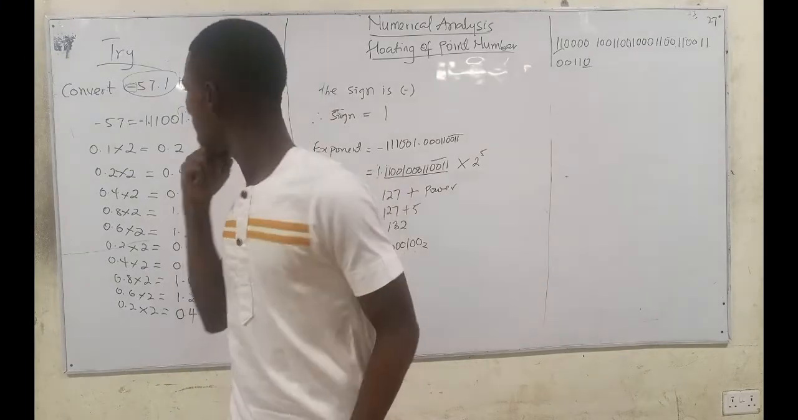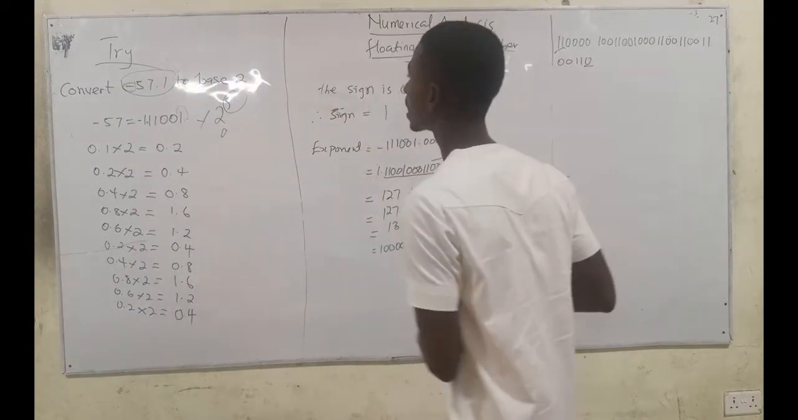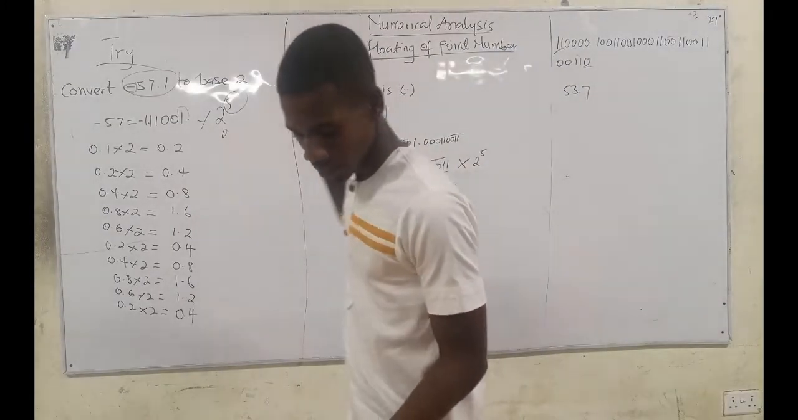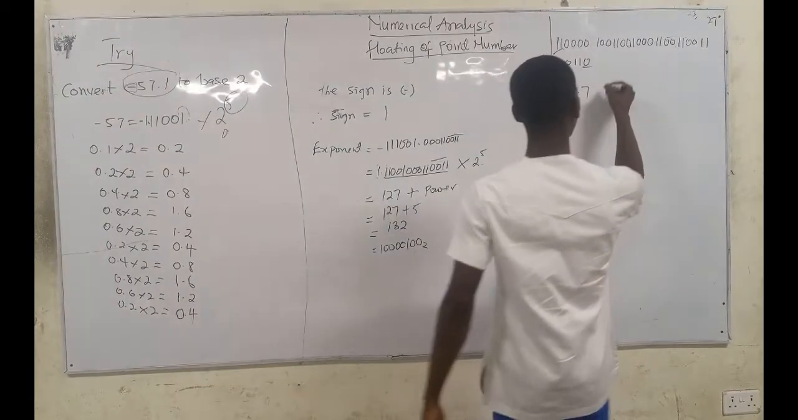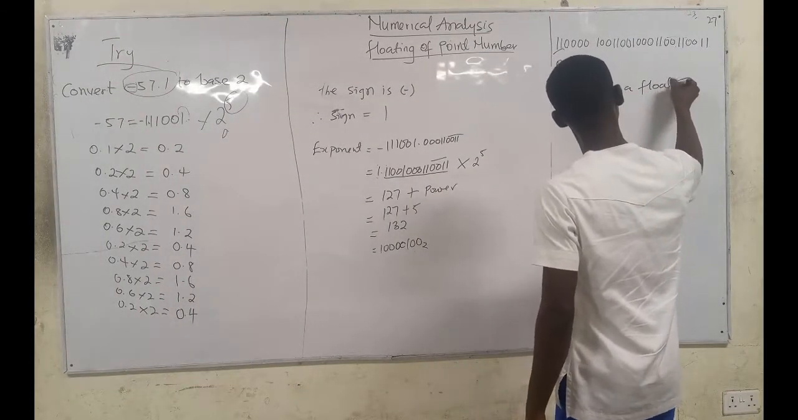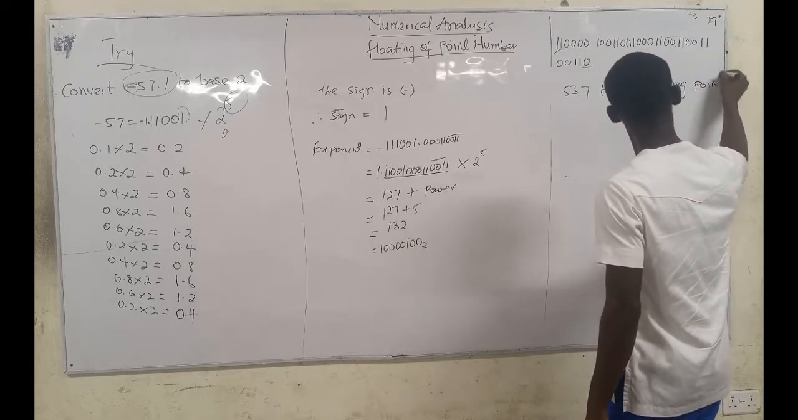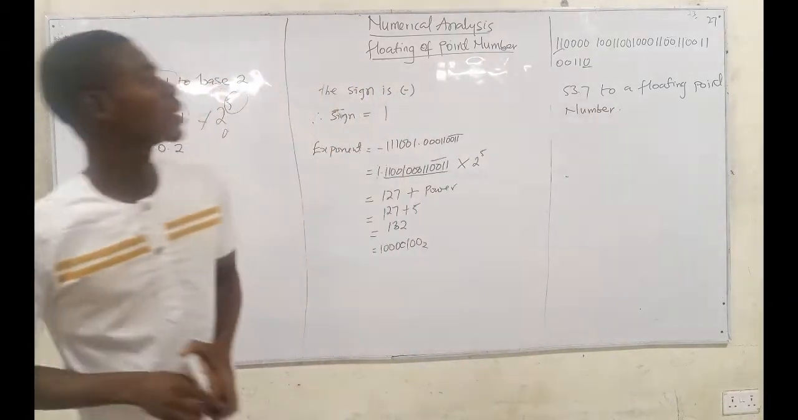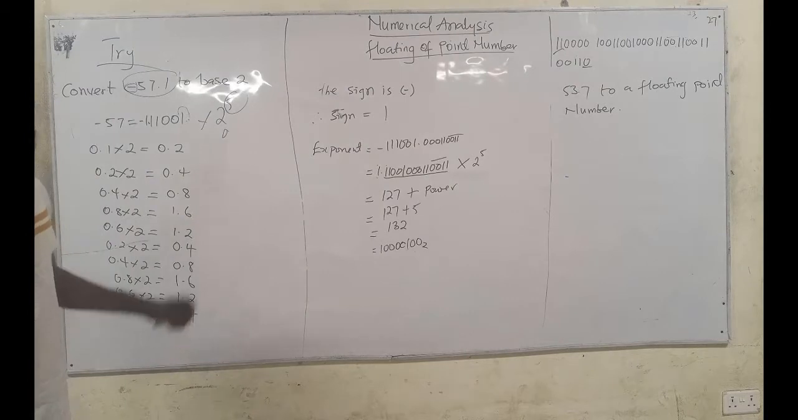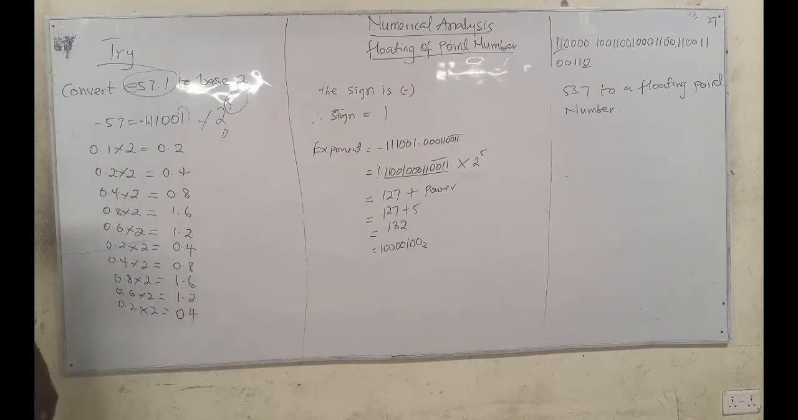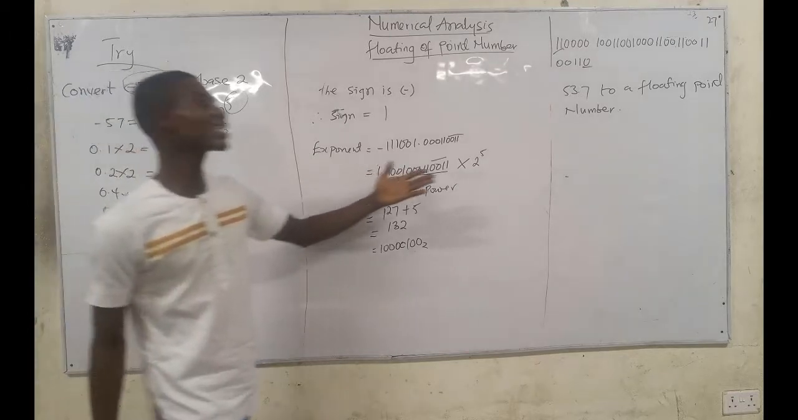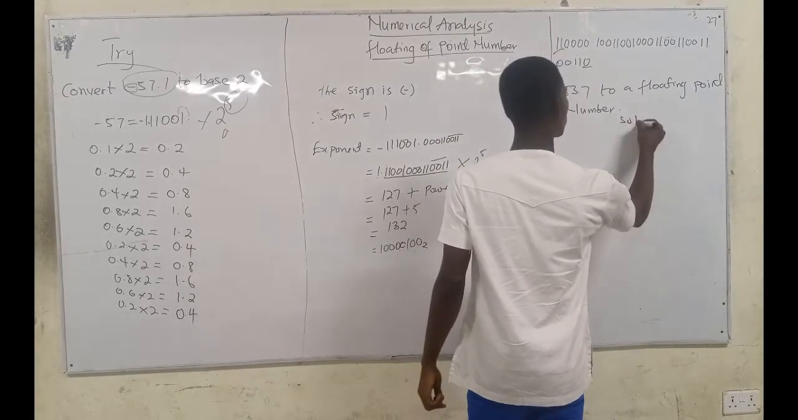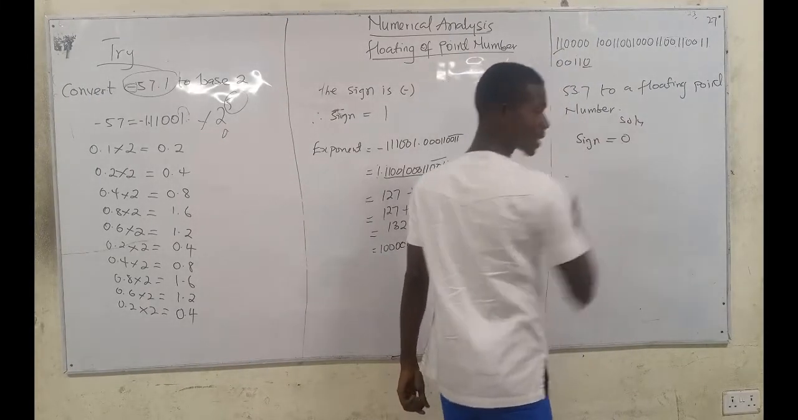Let me take another question. Let's float this one. 53.7. Let's convert this one to a floating point. Convert 53.7 to a floating point number. Please. So the first thing that you have to do is you can just write the sign first. So here the sign is what? 0. Sign equals 0 for the first one.